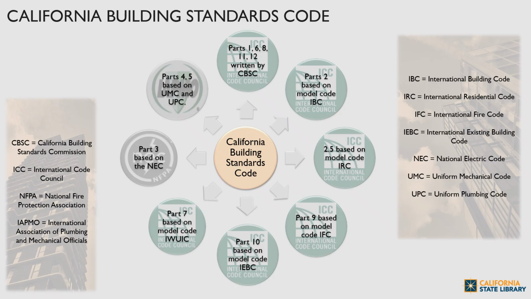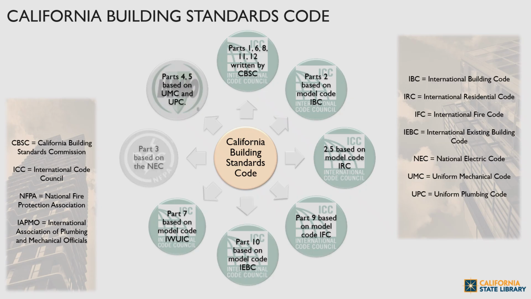The International Code Council also wrote and published multiple codes off of which California codes are based, including Part 2, the California Building Code, Volumes 1 and 2, which are based on the International Building Code. The same applies to Part 2.5, Residential Code, Part 9, Fire Code, Part 10, the Existing Building Code, and Part 7, the Wildland Urban Interface Code.